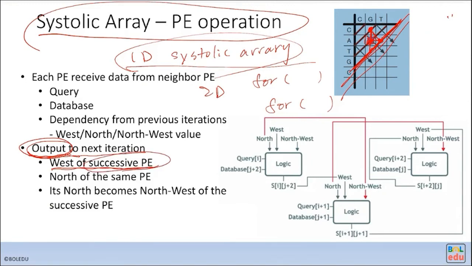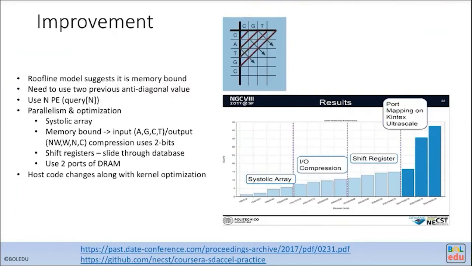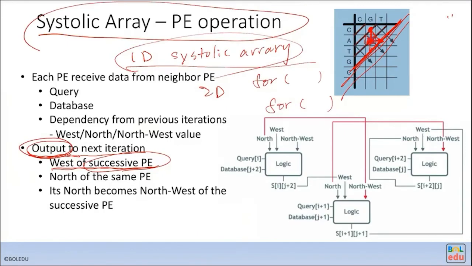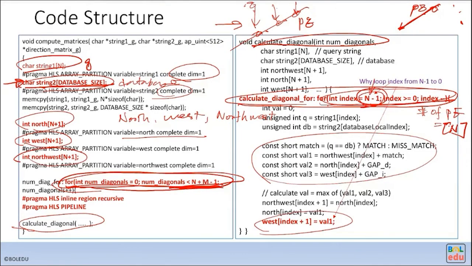Okay, so that means the calculation output will go to the next PE. So when you write the C code, you have to look at the index here, which goes from n-1 to 0. So you actually evaluate the PEs in this direction, from n-1 to 0. That's why when you assign this equation with index plus 1, that will be used in the next iteration.